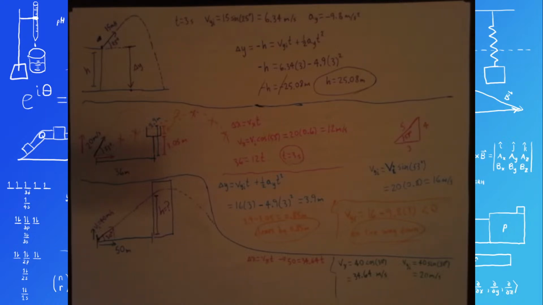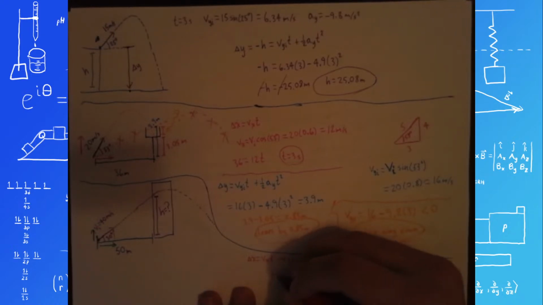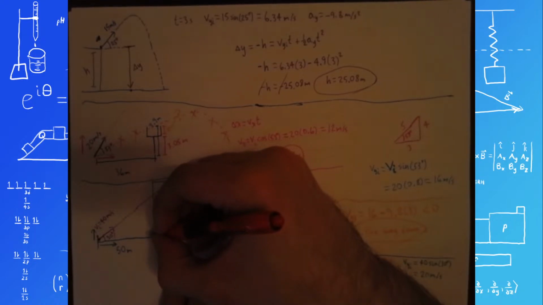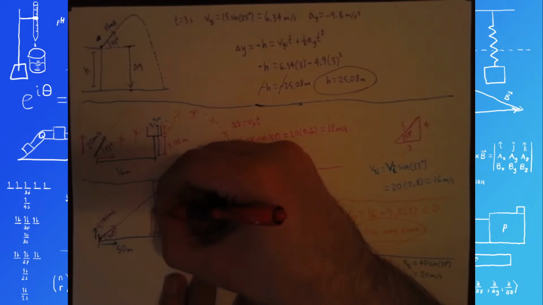Anyway, 50 over 34.64, I'm getting about 1.443 for the time. T equals 1.443 seconds. Now that we have that, we can calculate h pretty easily, because it's just going to be equal to my delta y.